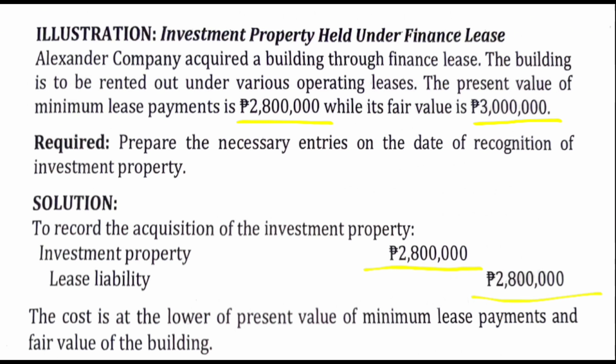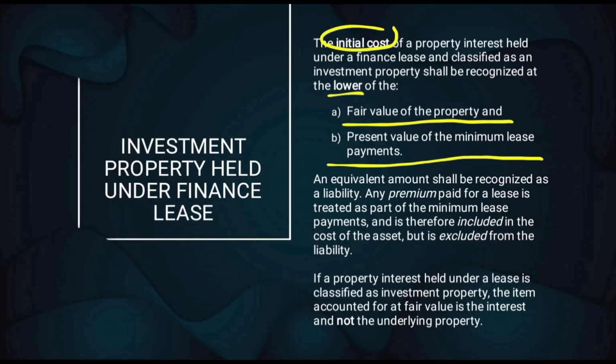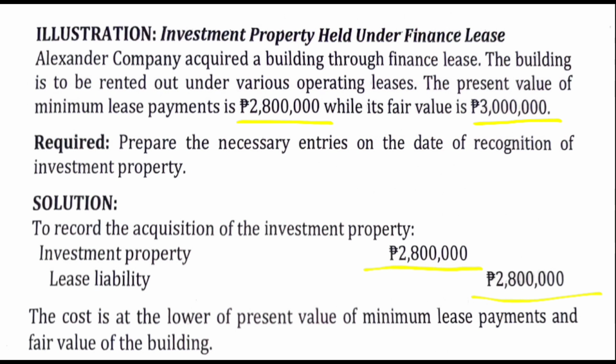So why 2,800,000 again? It is indicated here that an equivalent amount shall be recognized as liability. So what we put here is also 2,800,000. So take note here that our cost is taken at the lower of present value of minimum lease payments and fair value of the building.